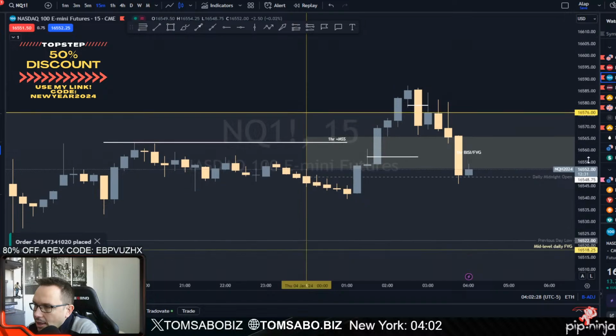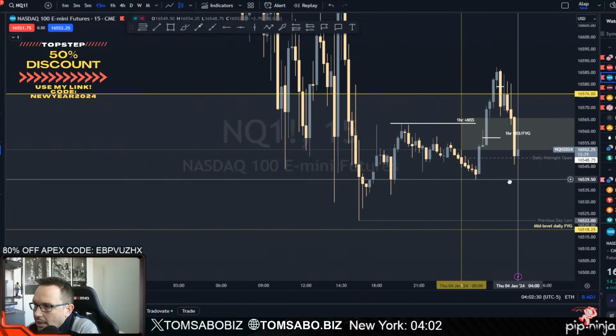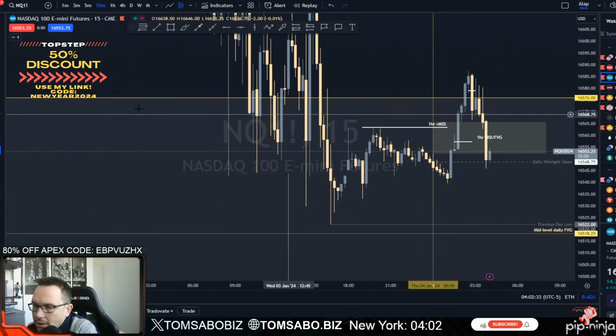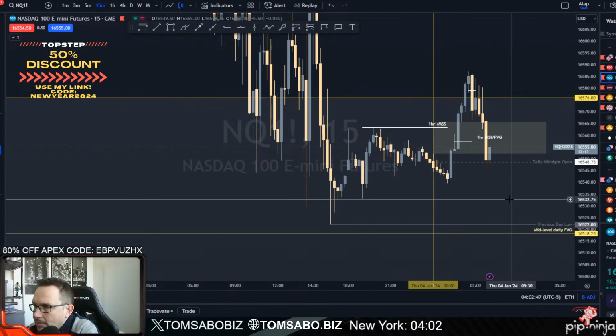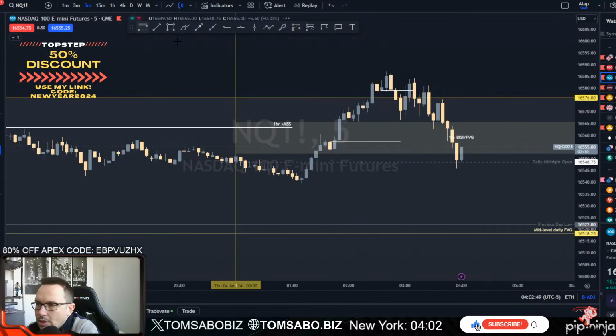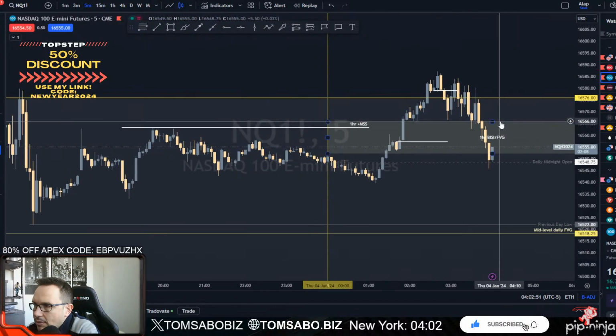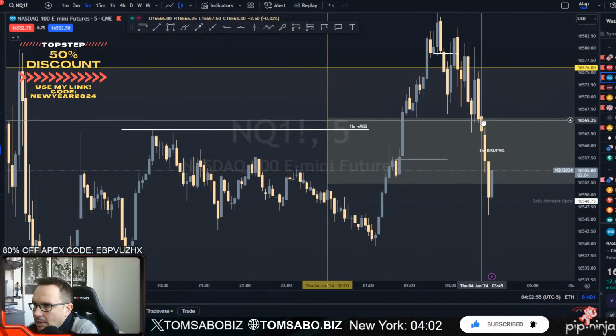The silver bullet hour has ended, and I'm not comfortable taking a long here on NQ. I'm definitely not comfortable taking a trade here on NQ, although I'm tempted. But do we have a structure shift on the 5 minutes somewhere? No. Well, technically yes, maybe. Look at that.